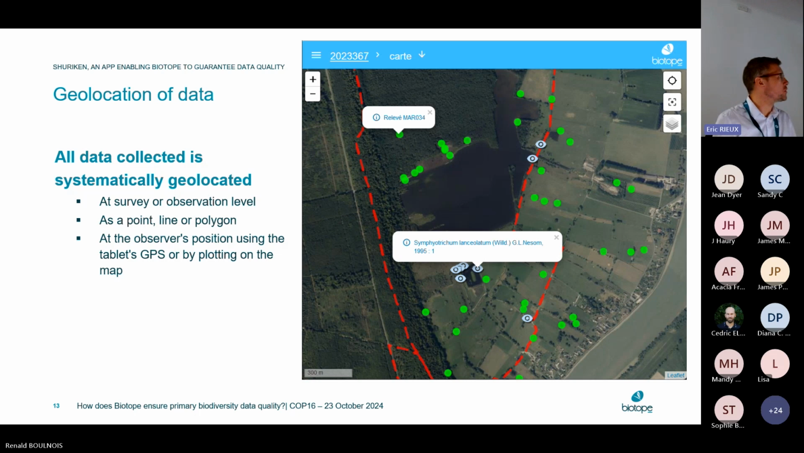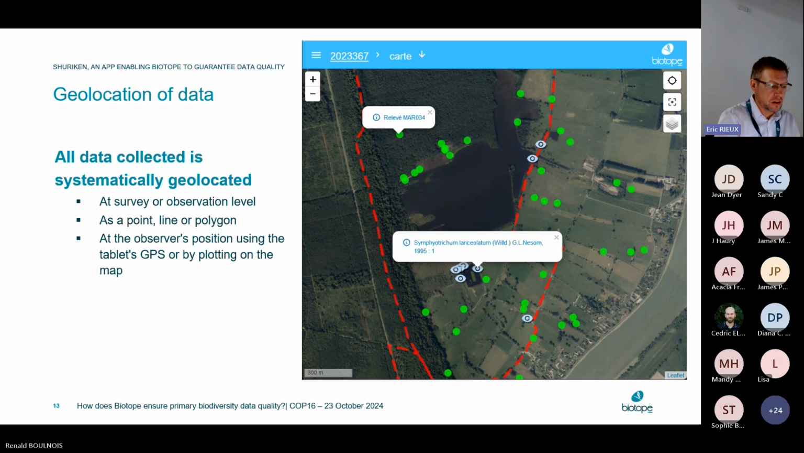This is an illustration that all data are, of course, geolocalized in order to support both mapping and statistical analysis about the use of the landscape or seascape by the species.